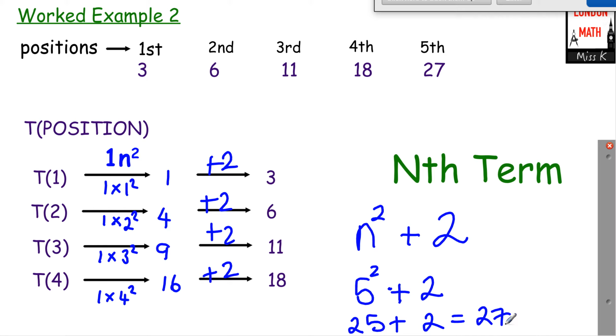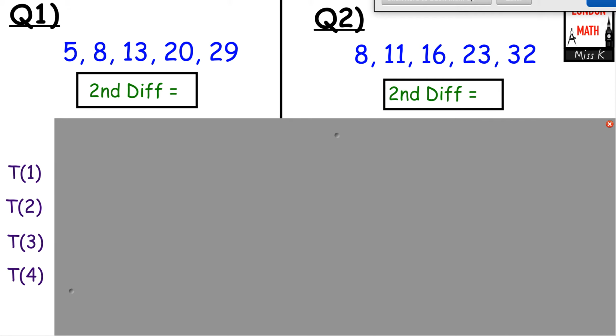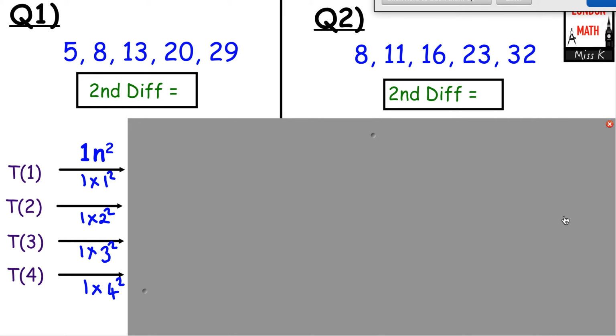Okay, so that's worked example 2. You've got questions now for you to take a look at and see how you get on. So you can pause the video at any stage and try these ones out, or just continue to play to watch the answer reveal.